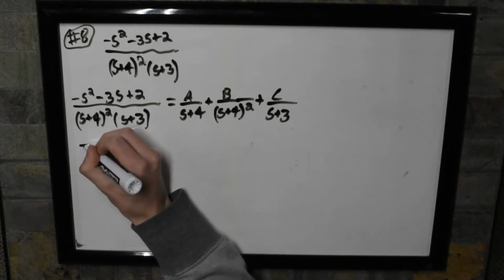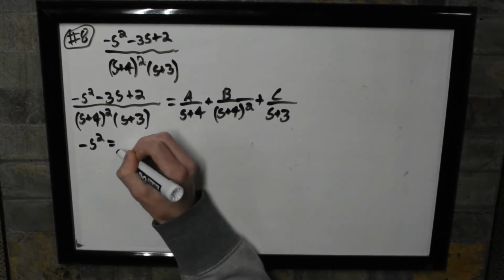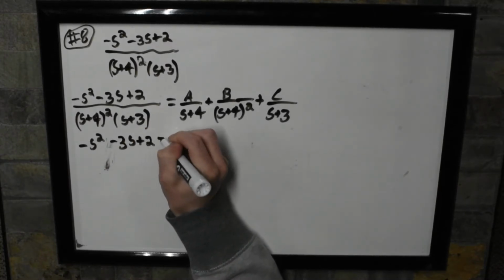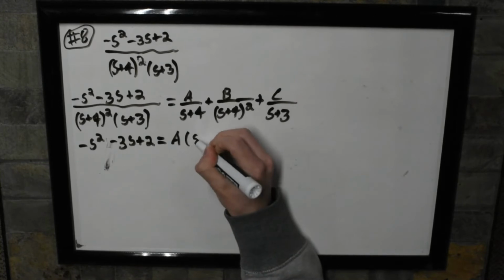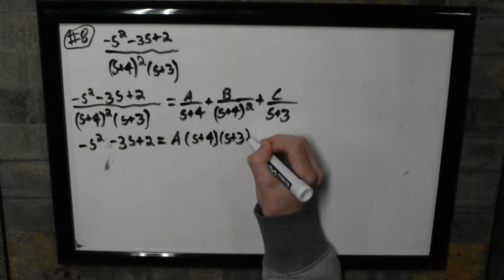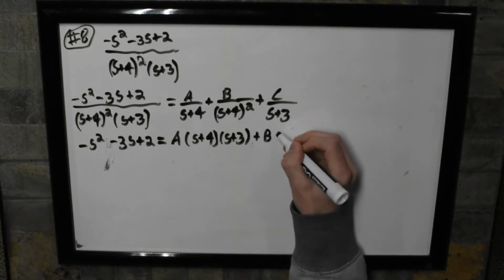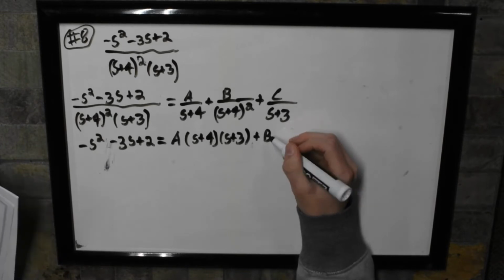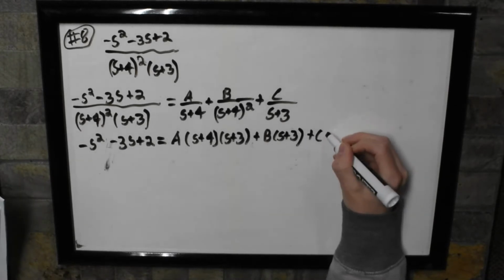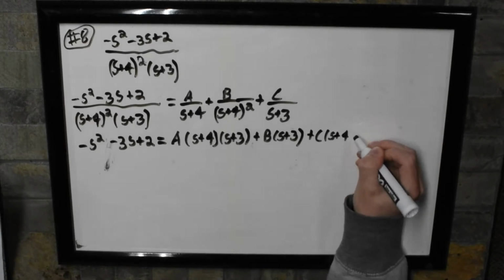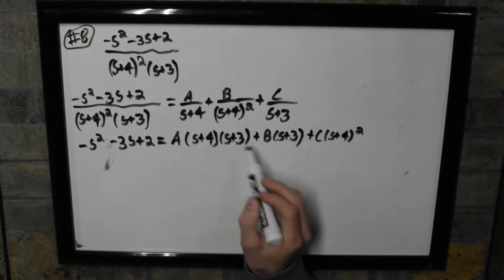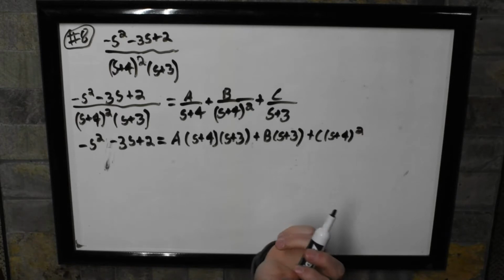Now we multiply across, and we get negative s squared minus 3s plus 2 is equal to A times s plus 4 times s plus 3, plus B times s plus 3, plus C times s plus 4 squared. Because we're multiplying by the common denominator, and this is what's left remaining.